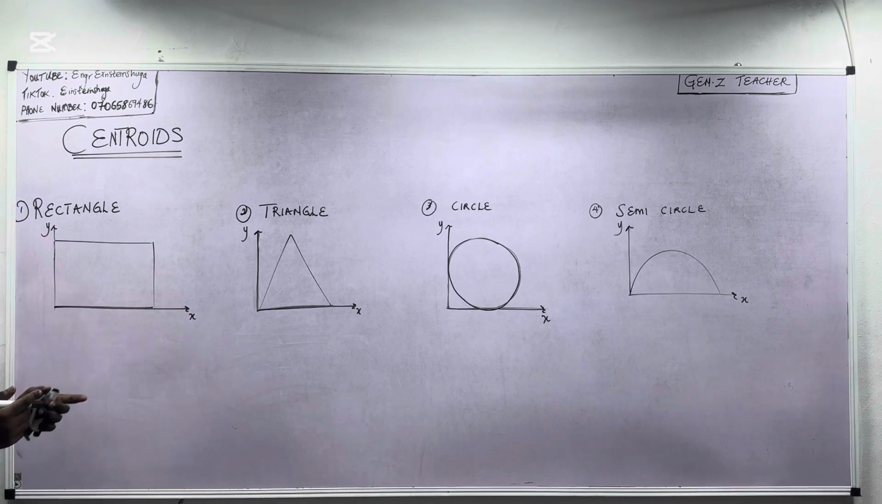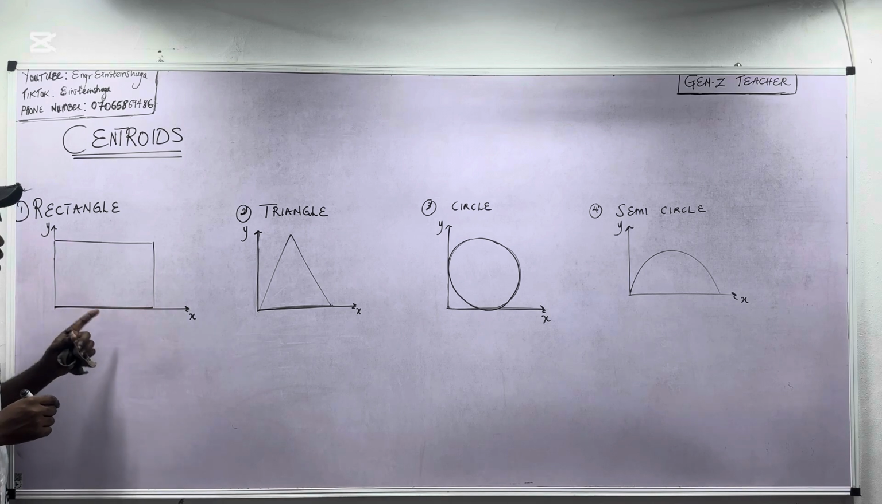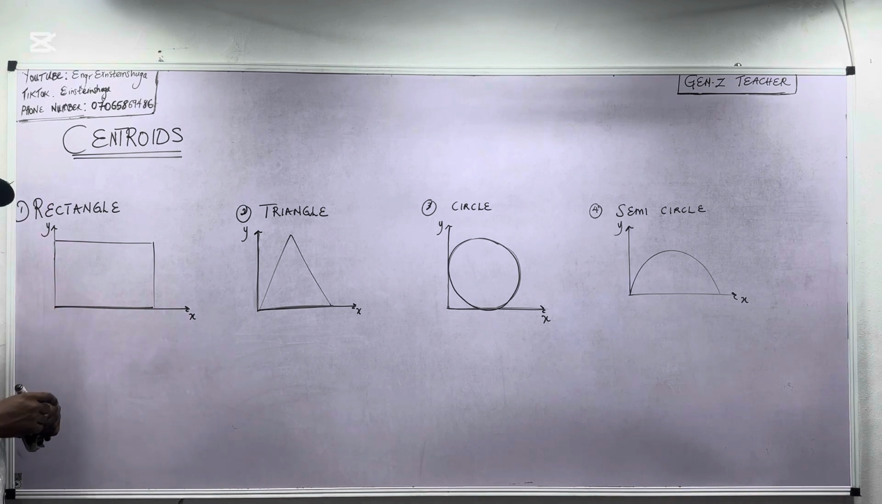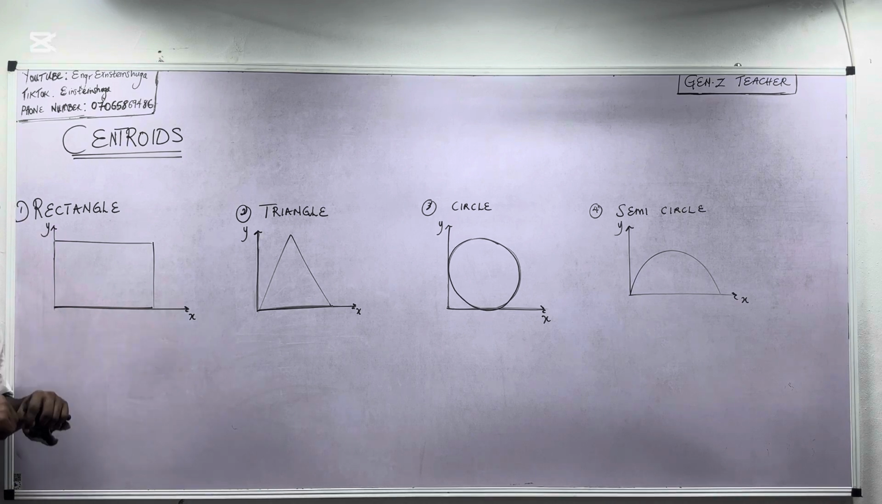Now, for example, on the board we have four shapes that are very important in engineering mechanics: the rectangle, the triangle, the circle, and the semicircle. We're going to see the centroids for these shapes in this video.